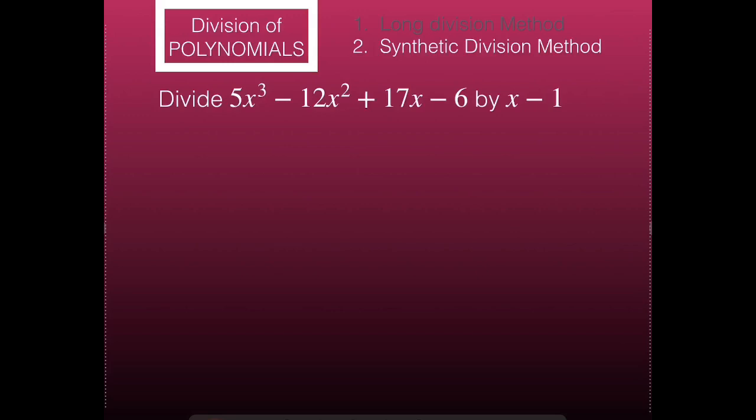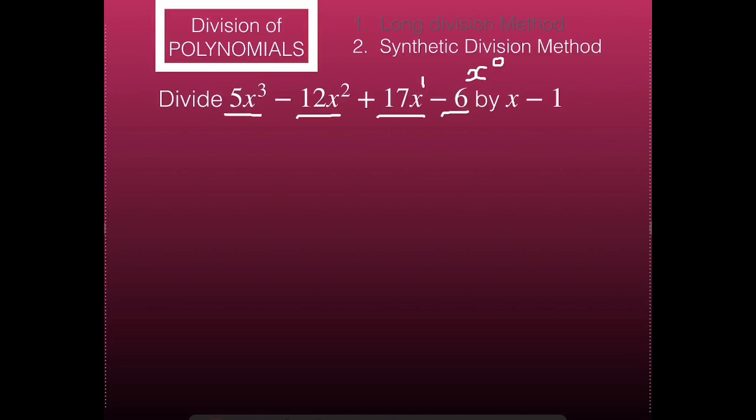So for this method, first we need to check whether the terms of the dividend are written in the descending order of the powers of the variable or not. Let us check. The highest power is 3, which is the first term. The next term is with power 2. The next term is with power 1, only x, which means x raised to 1. And the last constant term is multiplied by x raised to 0. So we know that this dividend is written in the descending order of the powers of the variable.